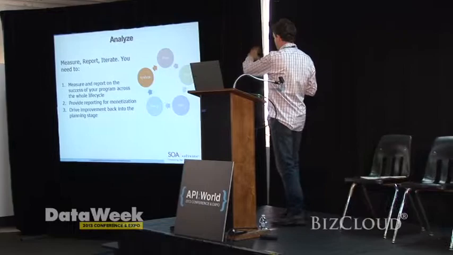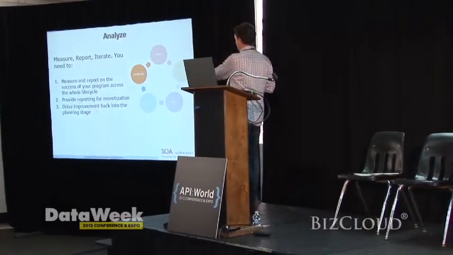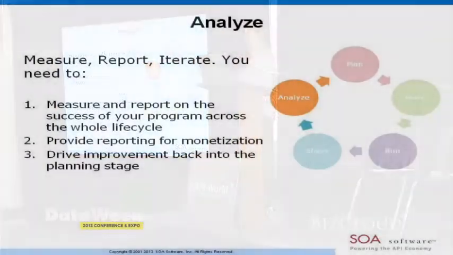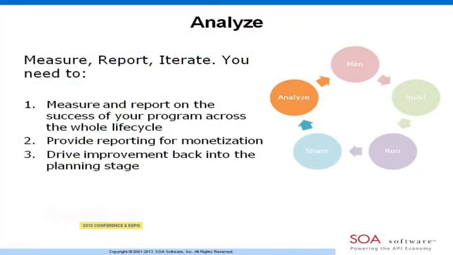So that's what we see in the API lifecycle. And I will tell you today that most people care about build and share and nothing else. And that's a big mistake. People don't analyze the results of their API program. They don't plan effective APIs. They don't separate out non-functional requirements.